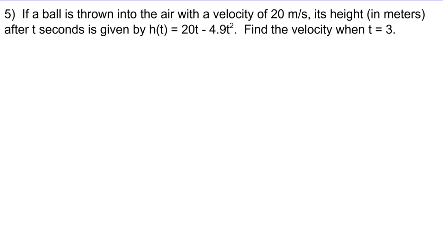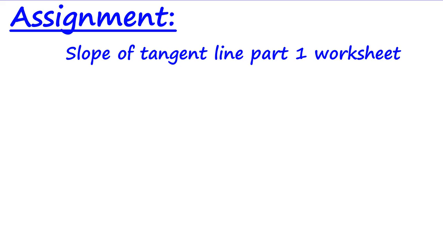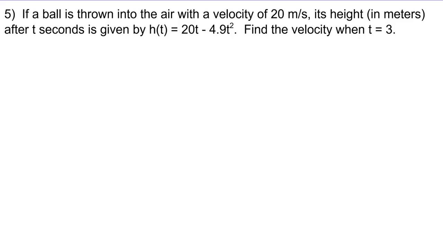Okay, let's see how many more. We have one more. This one is more of an application. If a ball is thrown into the air with a velocity of 20 meters per second, its height in meters after t seconds is given by h of t equals 20t minus 4.9t squared. Find the velocity when t equals 3.